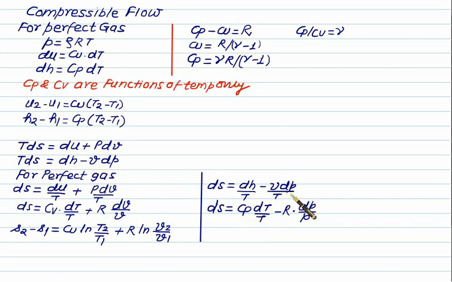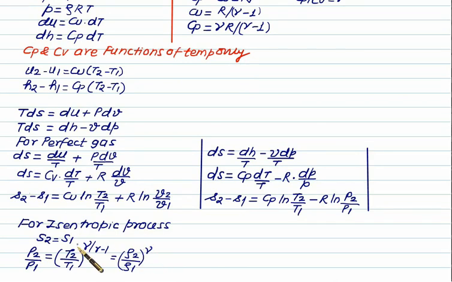The second equation for entropy change is obtained as dH divided by T minus V divided by T into dP. Here V by T can be written as R by P, so we get ds equal to Cp dT by T minus R dP divided by P. Integrating, we have change in entropy equal to Cp ln of T2 by T1 minus R ln of P2 by P1. If the process is isentropic, then S2 equals S1, and the law that follows is P2 by P1 is the same as T2 by T1 to the power gamma upon gamma minus 1. Since pressure and density are directly proportional, P2 by P1 is also equal to rho2 by rho1 to the power gamma, where gamma is the same as Cp by Cv. So these are the equations we are going to use.